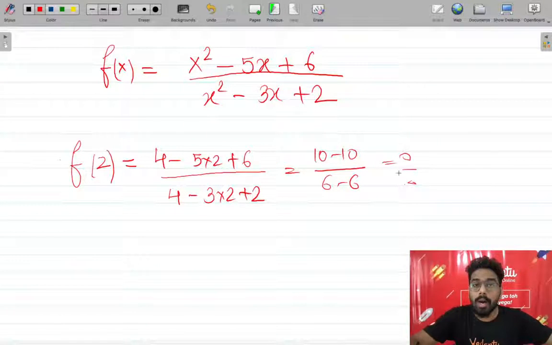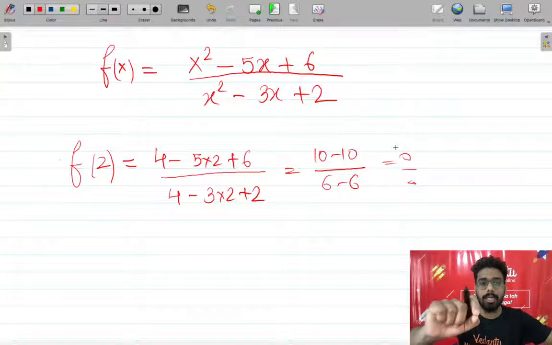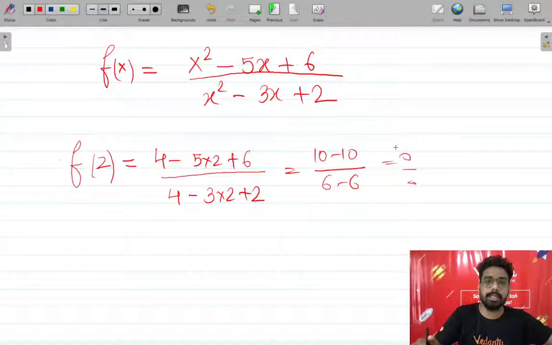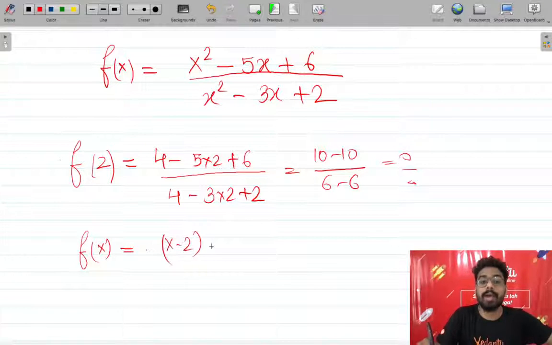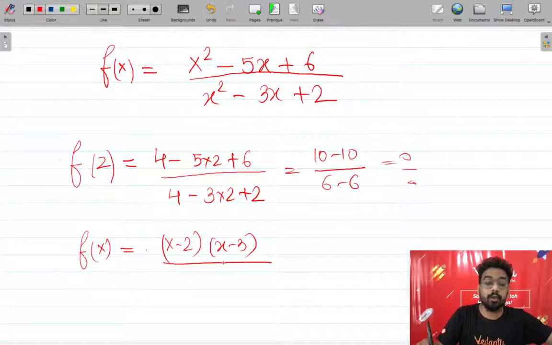So when you have the 0 by 0 form, that means x equal to 2 is making the numerator 0, and when x equals a, or x equal to 2, is making this expression 0, that means x minus 2 is going to be a factor. And when you factorize it, you will have f(x) equals x minus 2 into x minus 3. This is what I was saying. If it is making it 0, then you should have it.